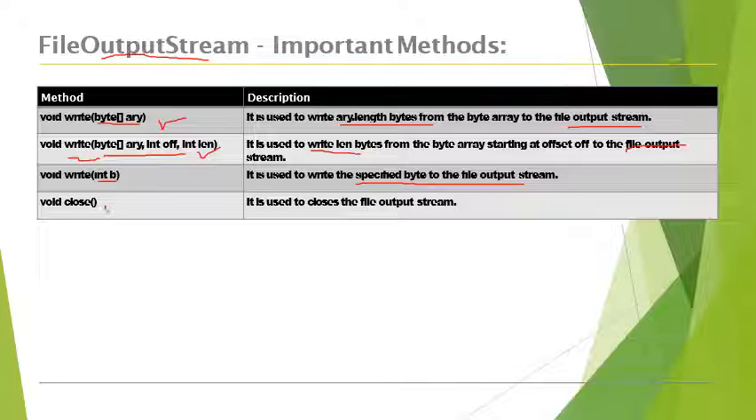Now void close() is used to close the file output stream. It is similar to the OutputStream classes. The FileOutputStream and OutputStream methods are the same. But the main difference is that in FileOutputStream, a file is used as the destination.